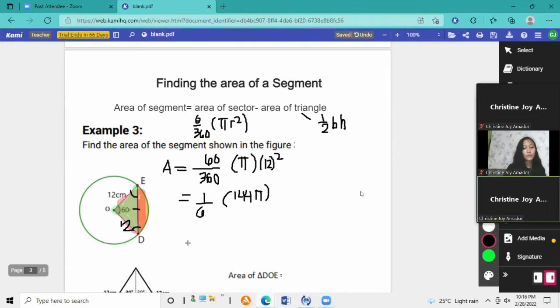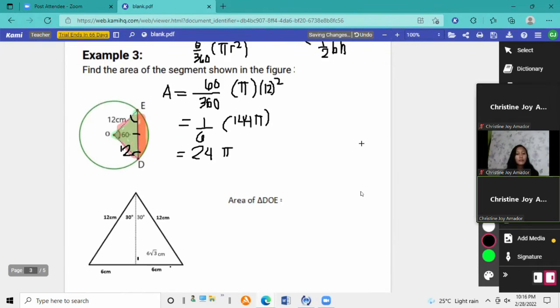What is 1 over 6 times 144 pi? It is 24 pi. The 24 pi is the area of our sector. Okay, we already have the area of the sector, this one. Next, we will try to find the area of a triangle with this formula, 1/2 times base times height.